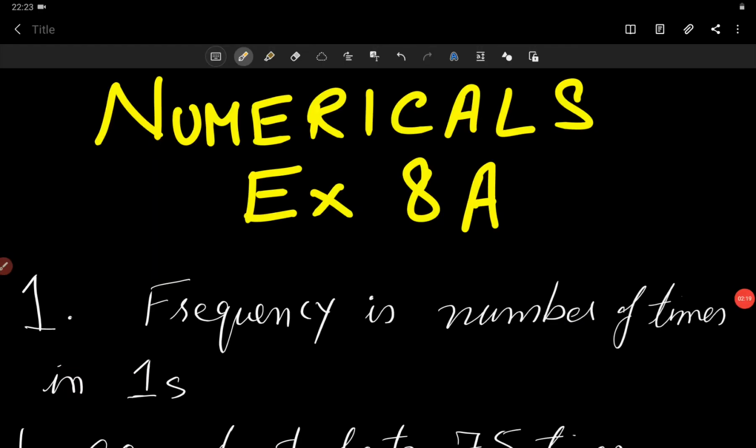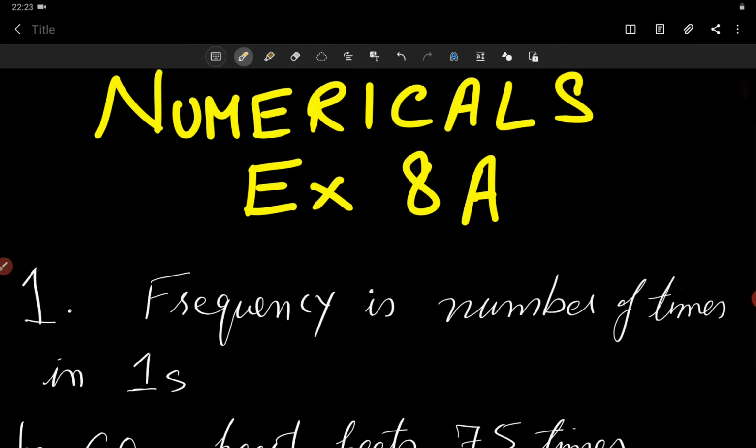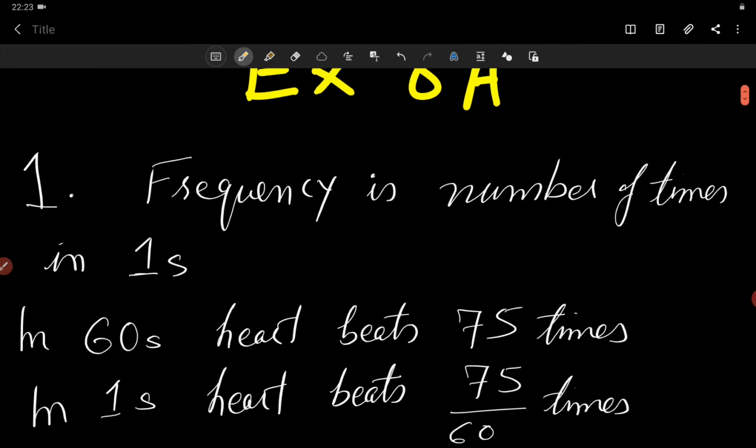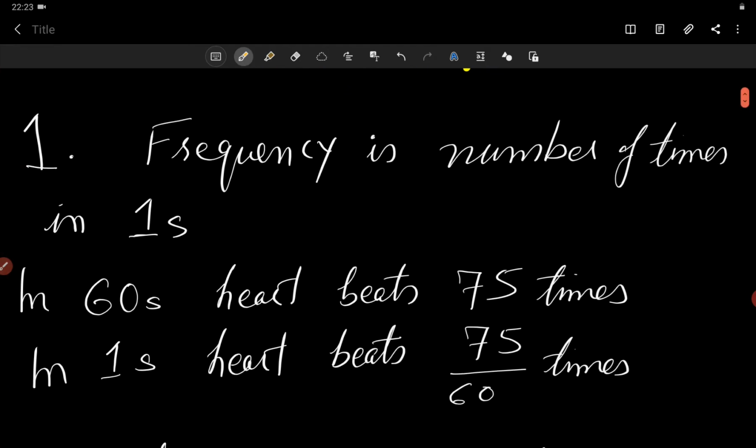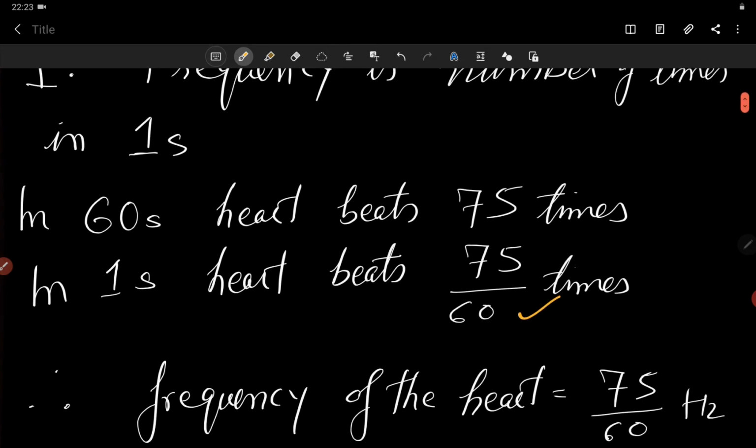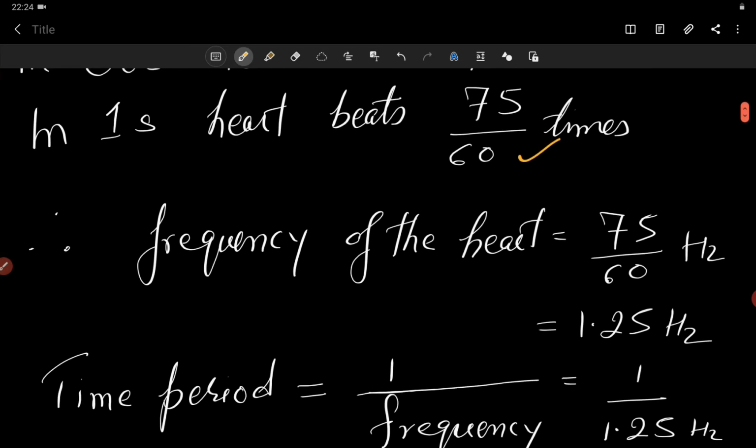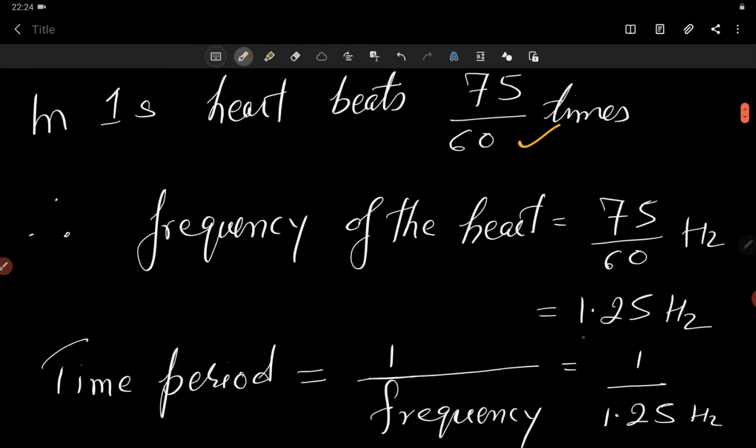In number one, the frequency should be the number of times in 1 second. In 60 seconds the heart beats 75 times, but in 1 second the heart should beat 75 upon 60 times, using the unitary method. Therefore the frequency of the heart should be the same thing, that is 75 upon 60 hertz. And thus after dividing we shall get 1.25 hertz.